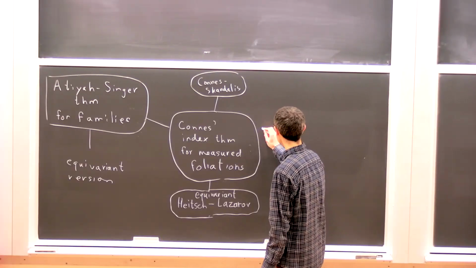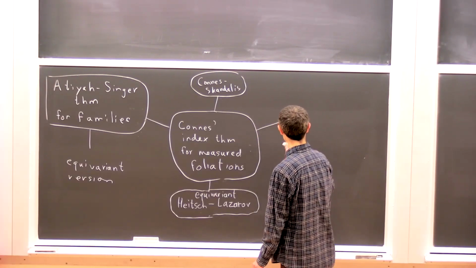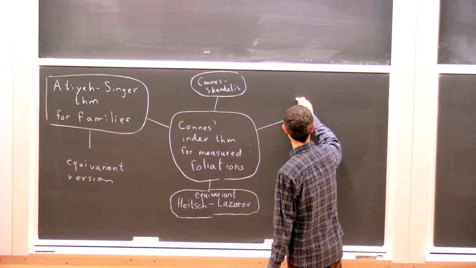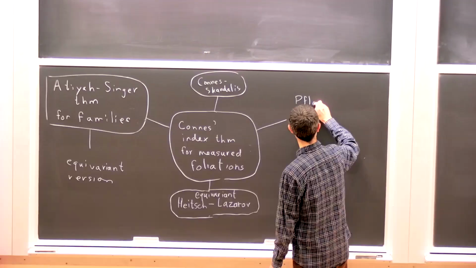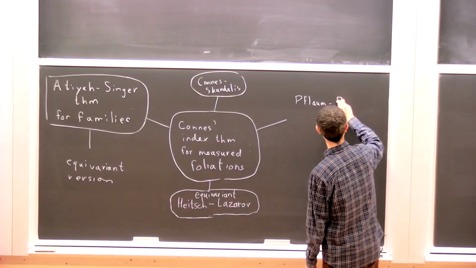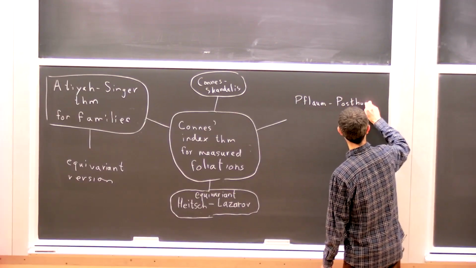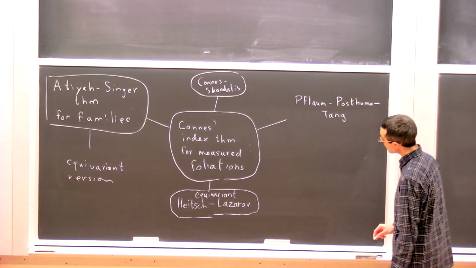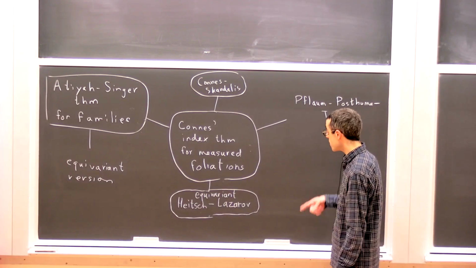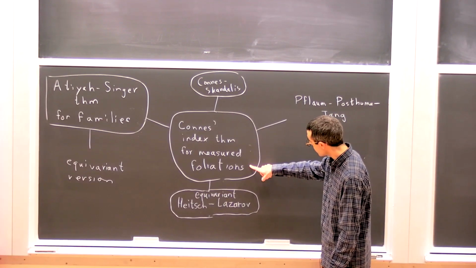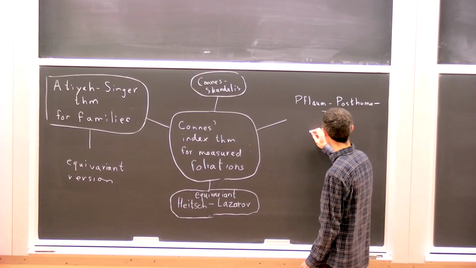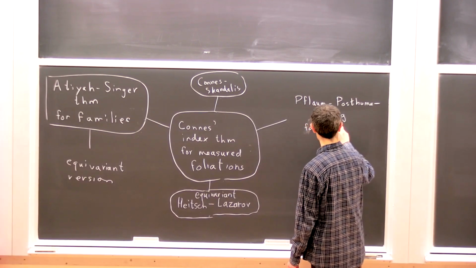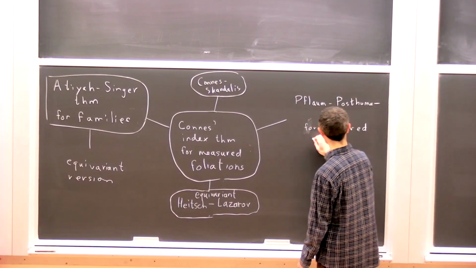And yeah, and then maybe closest to what I'm going to talk about today, there's an index theorem due to Flaum, Postuma, and Tang, who generalized a little bit more. So instead of foliations, they consider a Lie groupoid. So maybe I'll say, for a measured Lie groupoid.